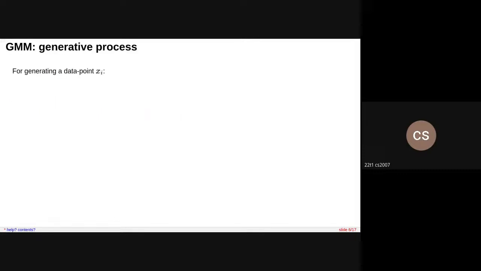Yeah, so now we come to the generative process. How do we generate a point? Again, there are two steps, but we'll go into a little more detail. First, sample a mixture index from these K values using this distribution.